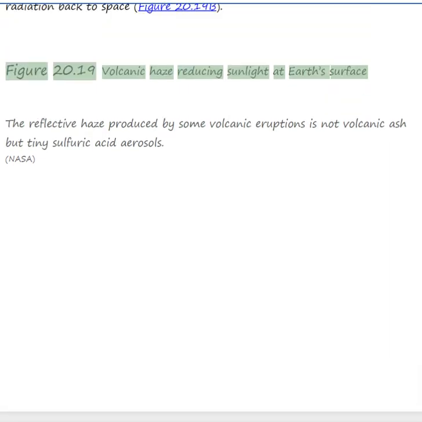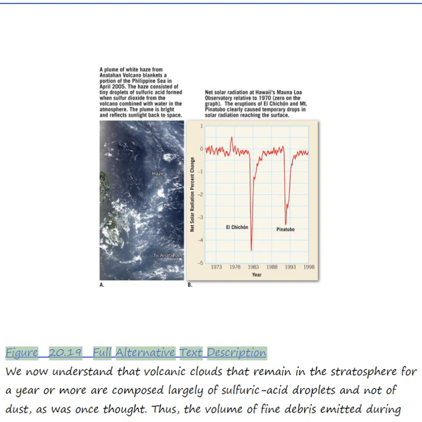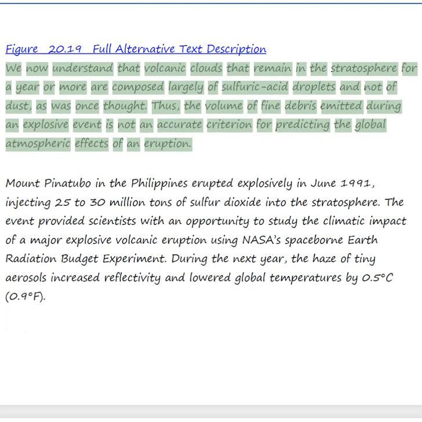Figure 20.19 Volcanic haze reducing sunlight at Earth's surface. Figure 20.19 Full alternative text description. We now understand that volcanic clouds that remain in the stratosphere for a year or more are composed largely of sulfuric acid droplets and not of dust, as was once thought. Thus, the volume of fine debris emitted during an explosive event is not an accurate criterion for predicting the global atmospheric effects of an eruption.